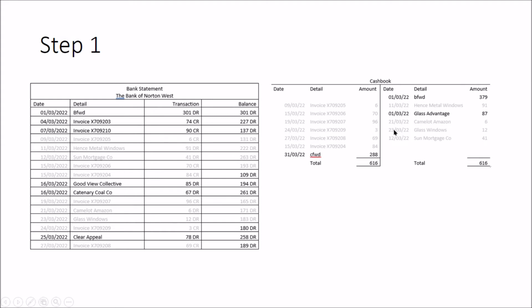So these now have disappeared. We know that all of these amounts in the cash book have all been paid in or out in the bank statement. That's step 1. Now I do that one first because it's now narrowed down the options for step 2, which is what is the reason for the differences between these brought forward balances here.